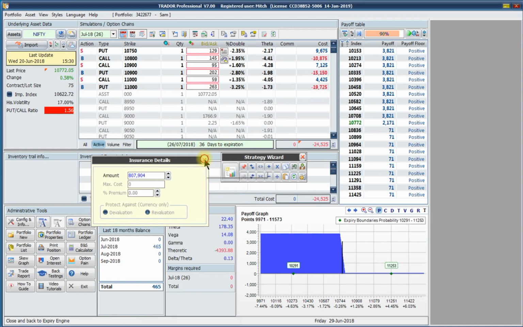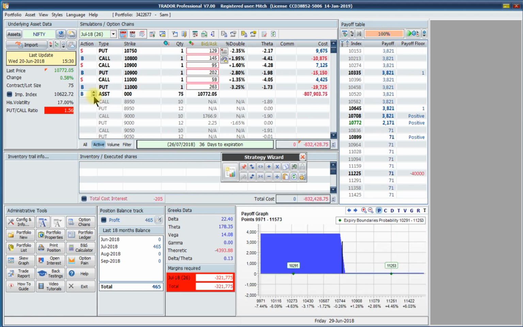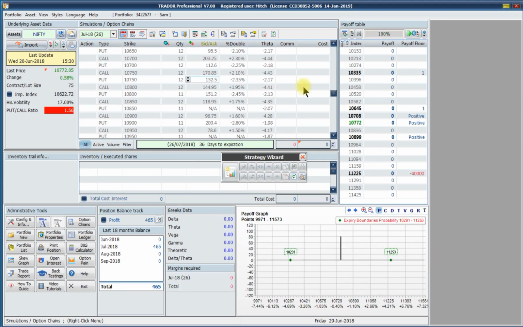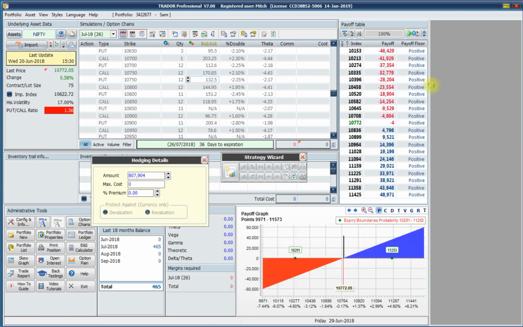Implementing this position is done by closing the engine and buy one asset. In this case, it results in a much better position than just a covered call. The hedging engine is similar to the insurance engine, with the ability to also define the maximum cost and premium percent we are willing to pay. If no solutions were found with the insurance engine, try the hedging engine as well.